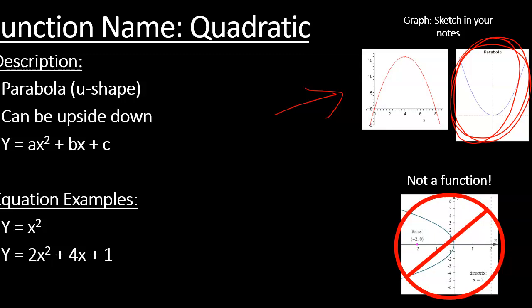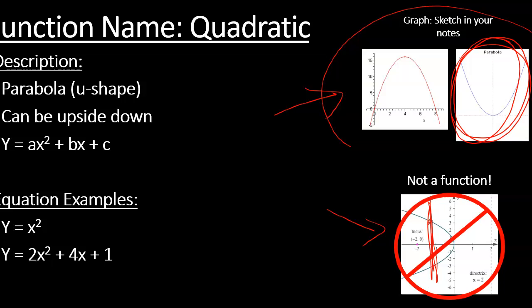Move right again to your graph box and sketch examples of both kinds of parabolas here. And you may also want to sketch an example of a not a function. This one is still a quadratic, but it's not a function because when you turn that parabola sideways, it doesn't pass that vertical line test anymore. Once you're ready to move on to your last box, these are your equation examples. Y equals x squared and y equals 2x squared plus 4x plus 1.